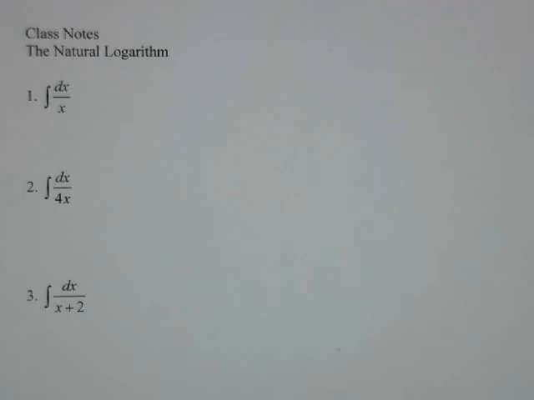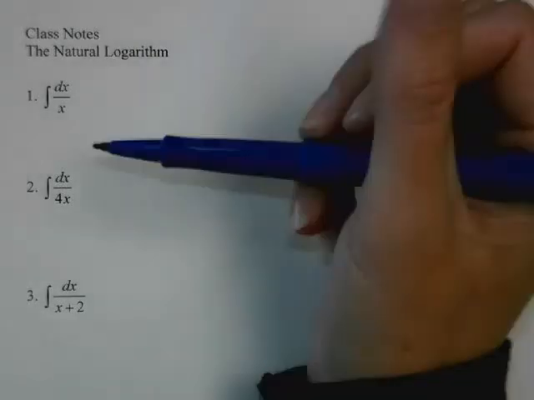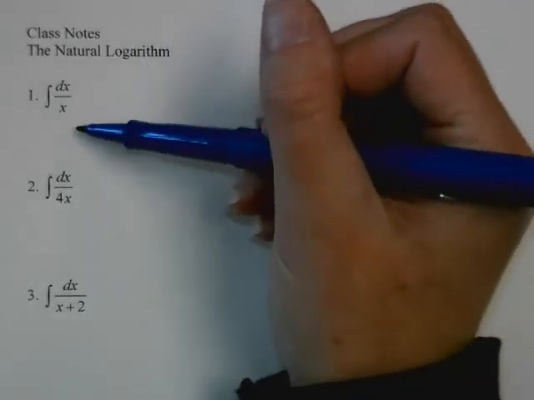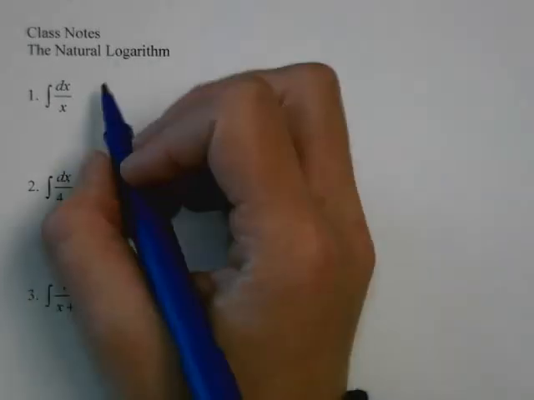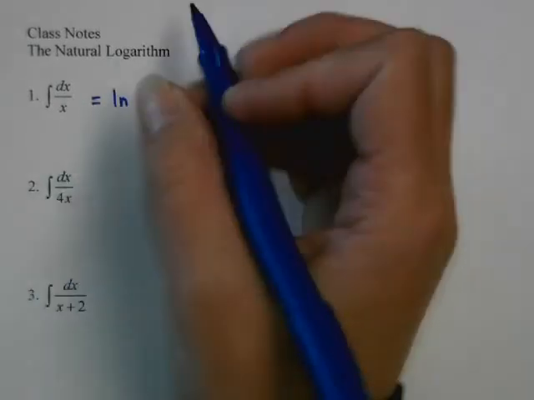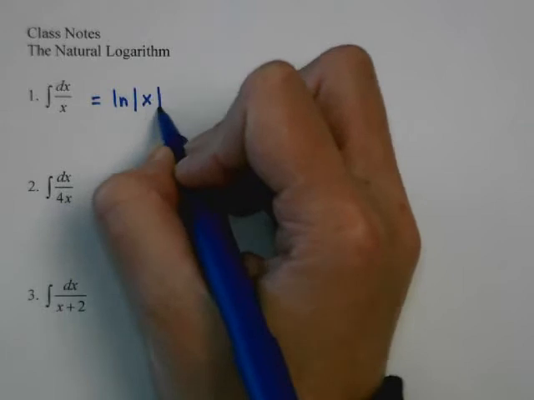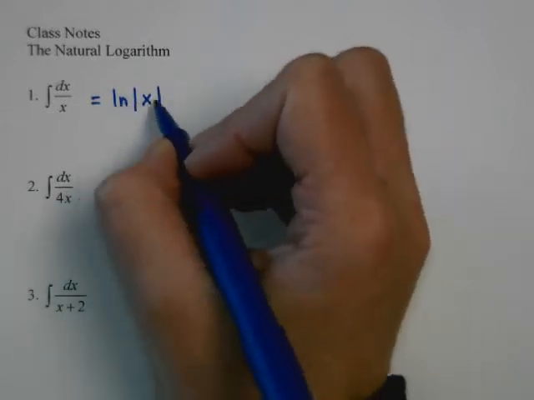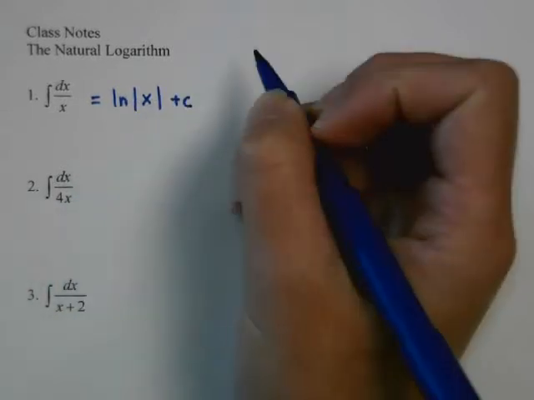Today's lesson is taking integrals of things involving logarithms and exponential functions. So if we have the integral of 1 over x, that is going to be the natural log. The derivative of natural log is 1 over x, so the integral is the natural log of the absolute value of x.